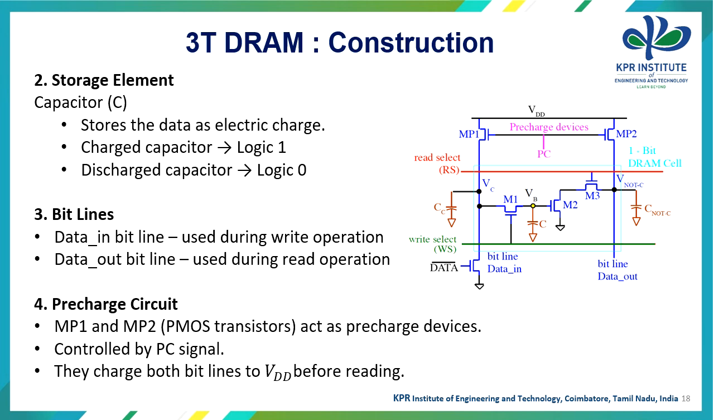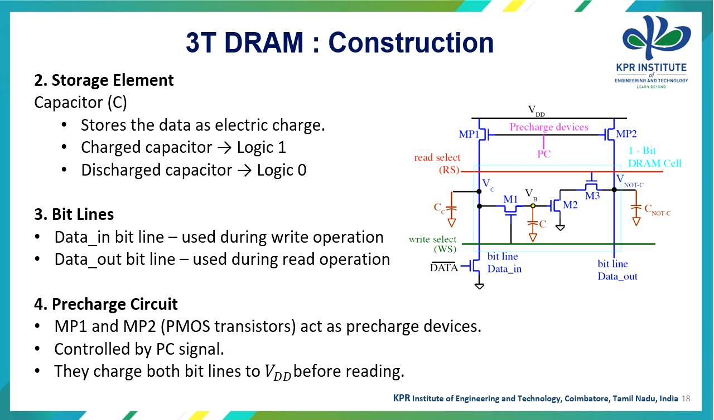The second one is the storage element, that is the capacitor C. It stores the data in the form of electric charge. The charged capacitor represents a logic 1, and the discharged capacitor represents a logic 0. Third one is the bit lines. The data_in bit line is used during the write operation. The data_out bit line is used during the read operation.